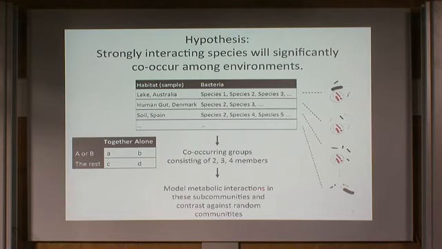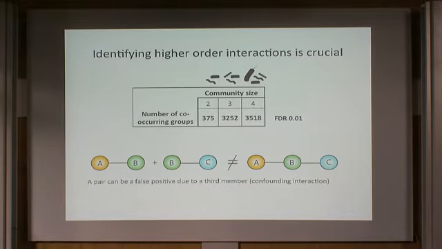Then you can model metabolic properties in those communities using flux balance models. I will explain how they work a little bit. And then contrast them against random assemblies, that is, against your expectation if you just randomly chose them from the larger population of bacteria. So it is important to study that.